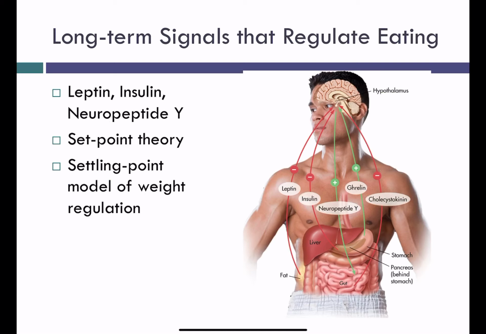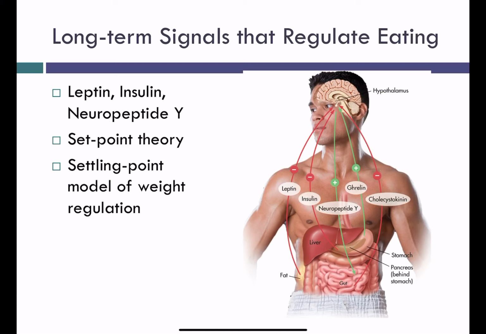There are also long-term things that influence our eating. So there are chemical messengers that help us maintain a stable body weight. So leptin and insulin, the amount of these hormones correlates with body fat. Neuropeptide Y can affect us when we have a negative energy balance. And so the combination of short and long-term biological signals influences our overall energy balance.